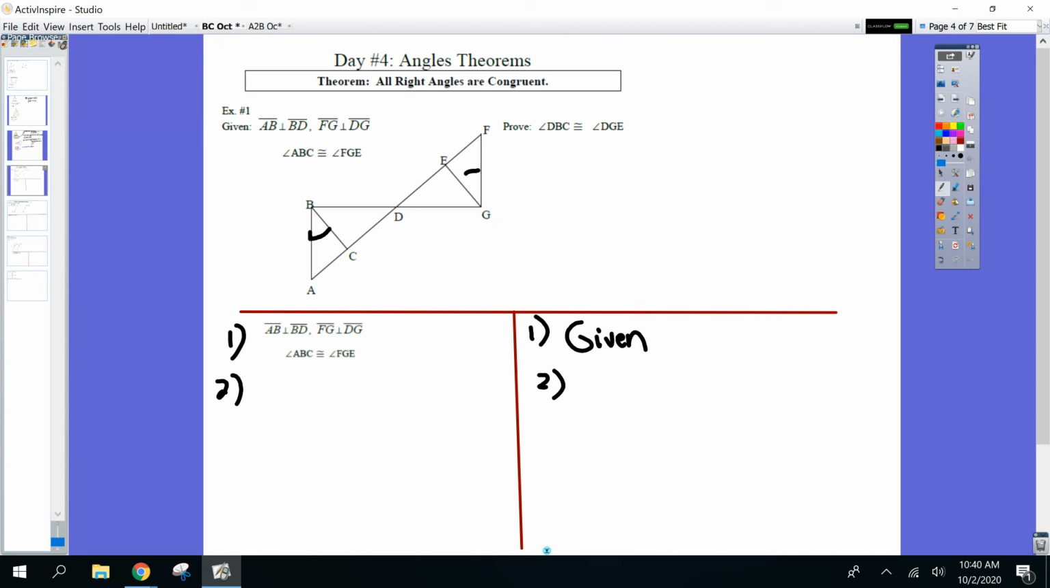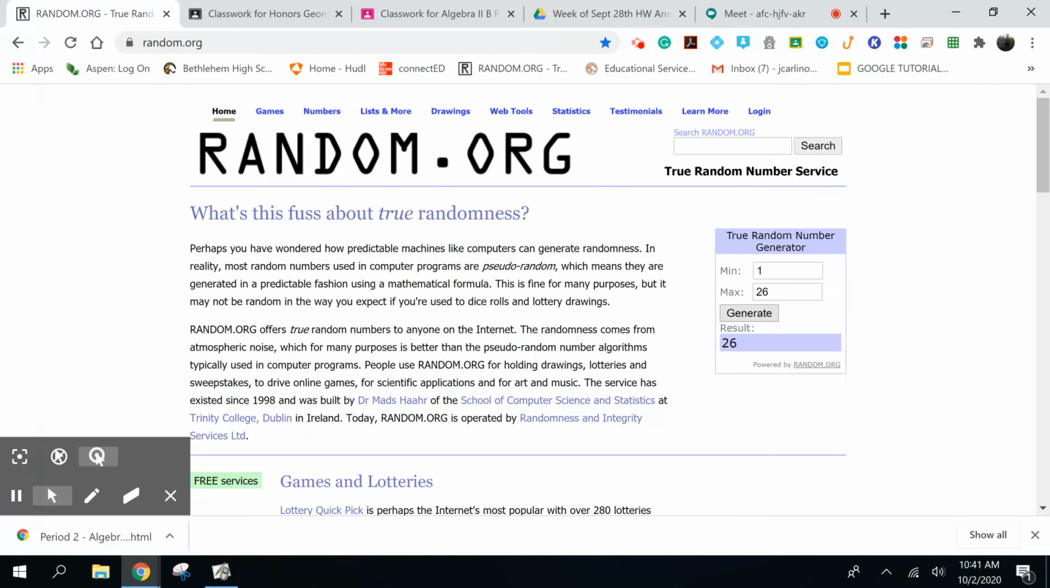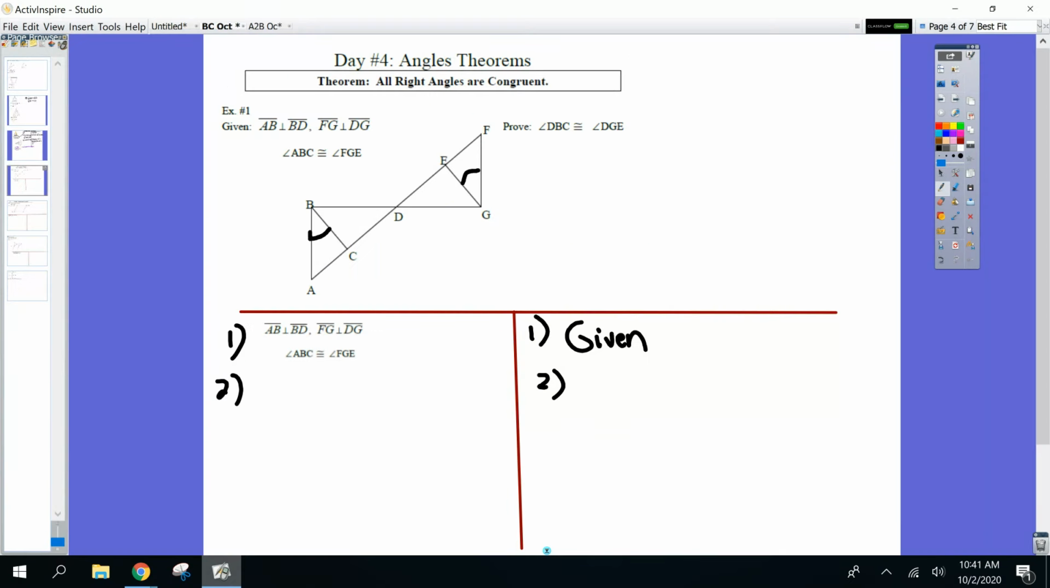Good. Everyone should have arc marks on FGE and ABC. You should have another pair of markings somewhere on that diagram. Ryan, where else do you have markings? Is line segment FG congruent to line segment BA?